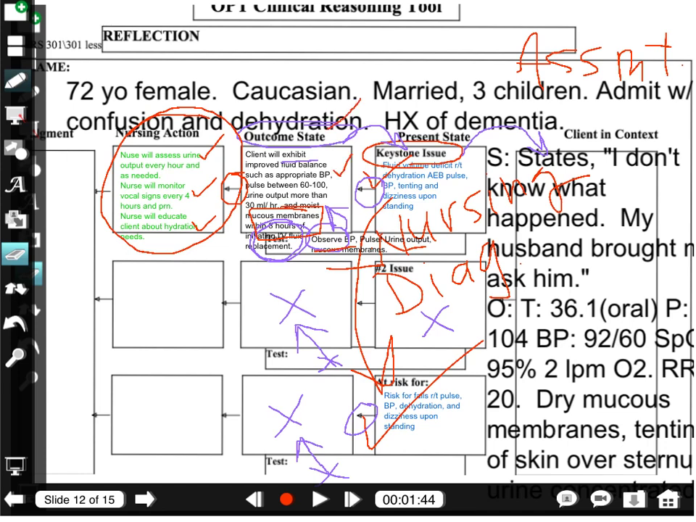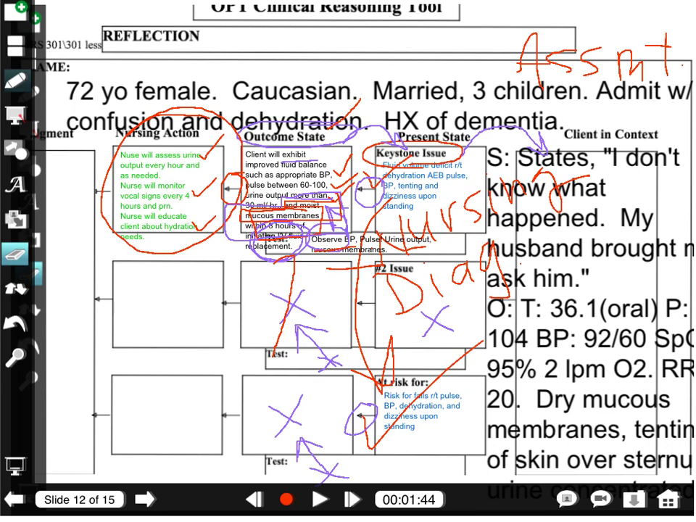I'm going to enlarge this here a bit. Let's see if I can. Nope, I can't. Okay, so let's say they now have improved blood pressure, their pulse is better, their urine output is good, but they still don't have moist mucous membranes. Let me get a different color here. Still we're having a problem here with moist mucous membranes.